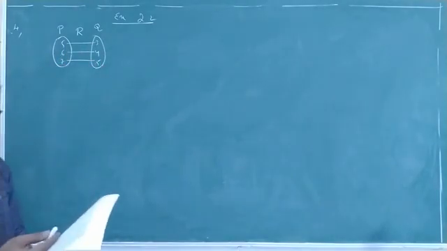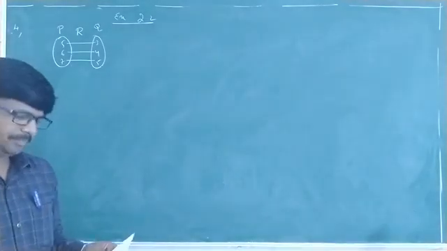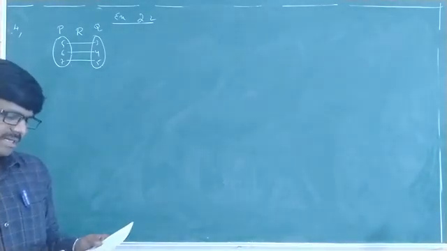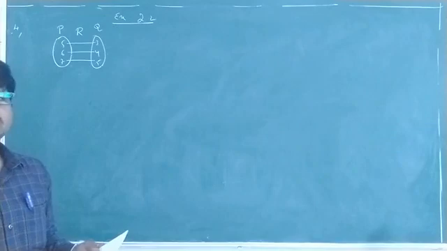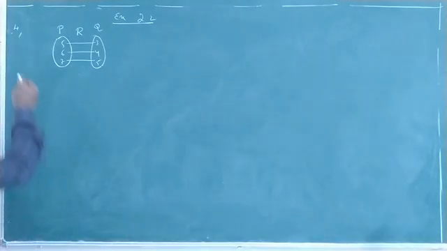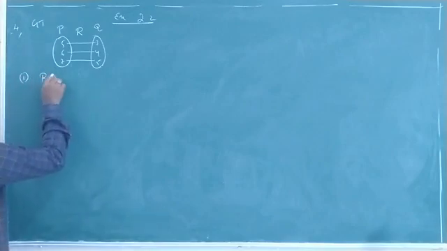From this, what is asked? Roster form is asked, next set builder form is asked, and its domain and range are also asked. First, can you write the roster form?